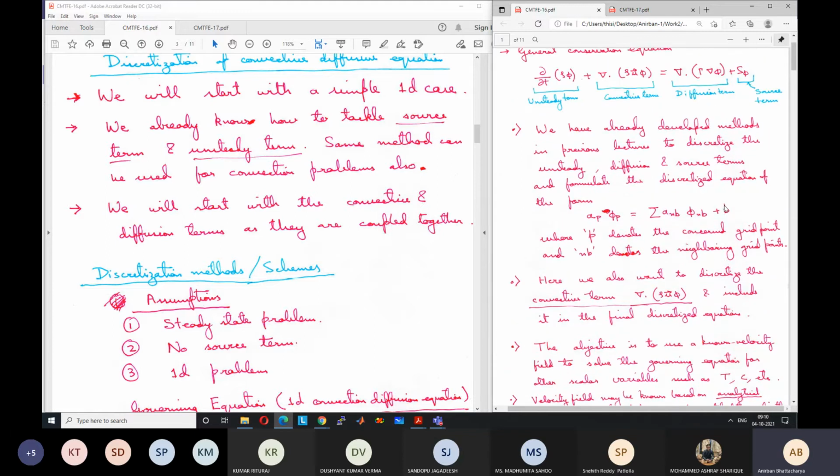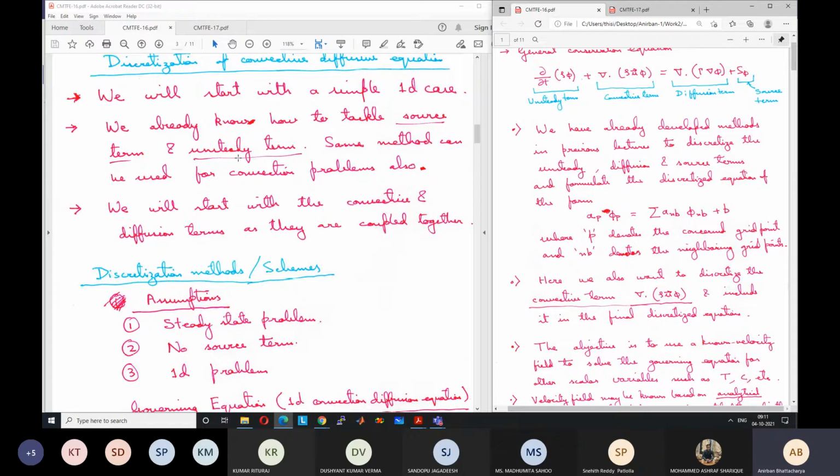The same thing will apply here. There is going to be no change in the treatment of the source term. Similarly, the treatment of the unsteady term we have also discussed, and the same thing will be valid, whether it is an explicit method or an implicit method. So no new information needs to be understood at this point regarding the unsteady term. So these two we can just ignore to simplify the problem.